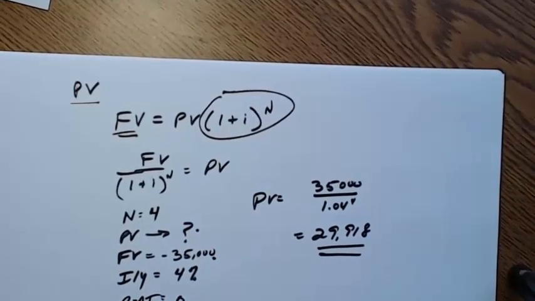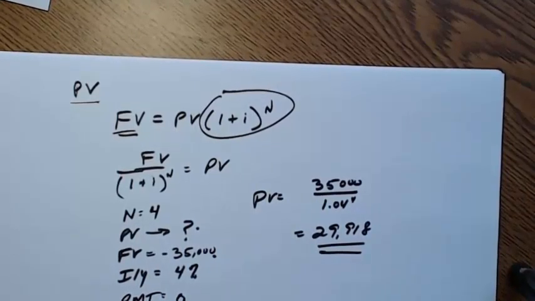Now, how do I interpret that? Well, I interpret it this way. Deposit $29,918 today, and in 4 years at a 4% interest rate, you'll have $35,000 to be able to pay for the car.